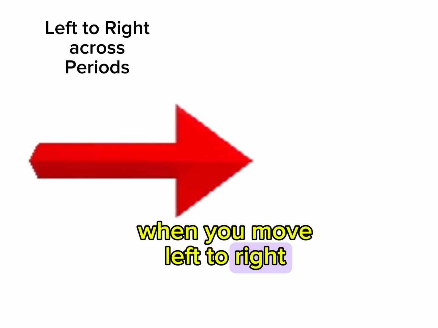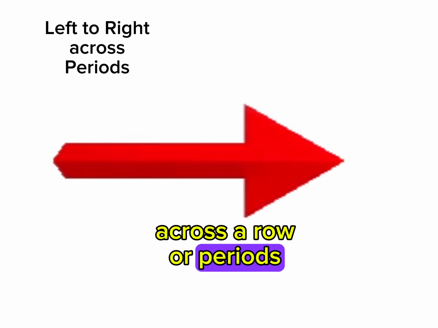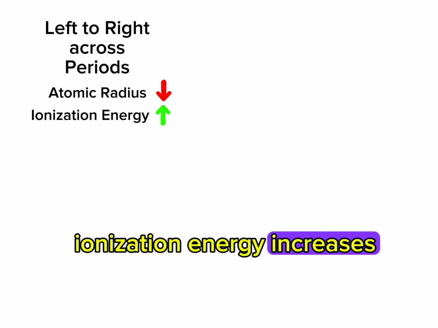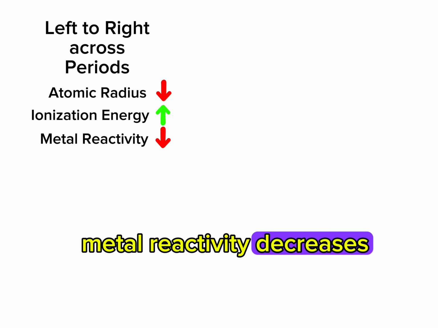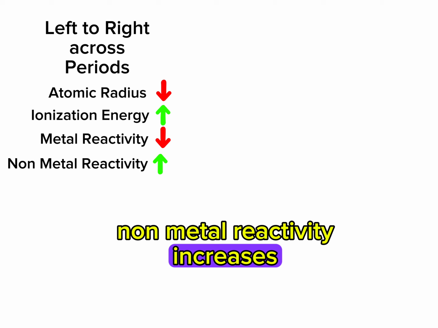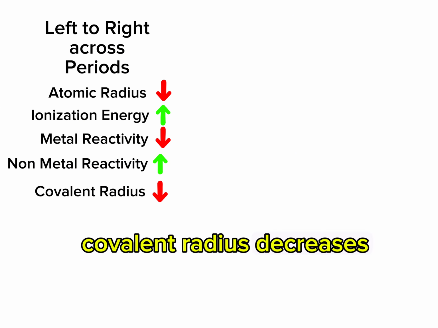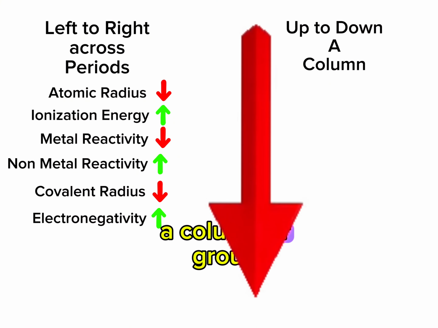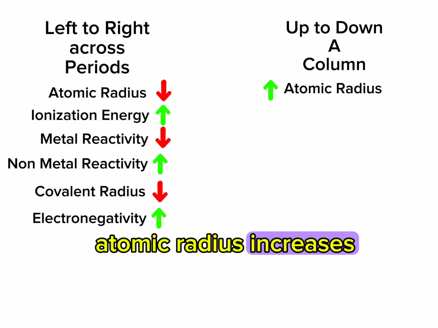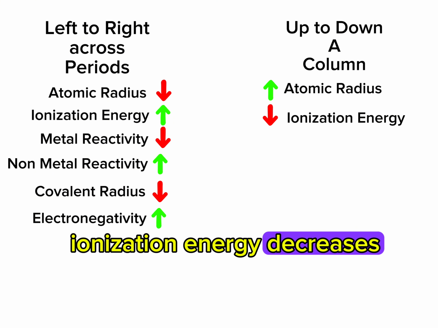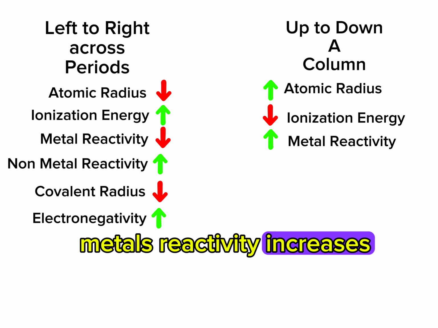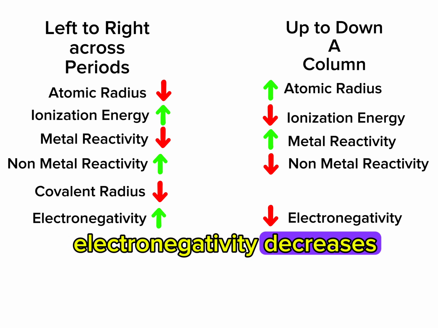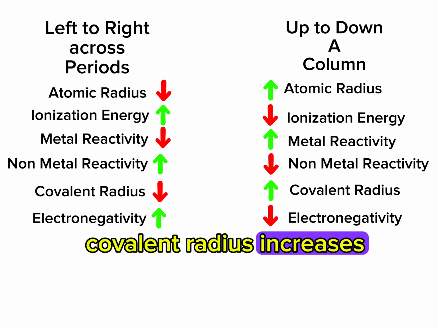When you move left to right across a row or period, atomic radius decreases, ionization energy increases, metal reactivity decreases, non-metal reactivity increases, covalent radius decreases, electronegativity increases. When you move up to down a column or group, atomic radius increases, ionization energy decreases, metal reactivity increases, non-metal reactivity decreases, electronegativity decreases, covalent radius increases.